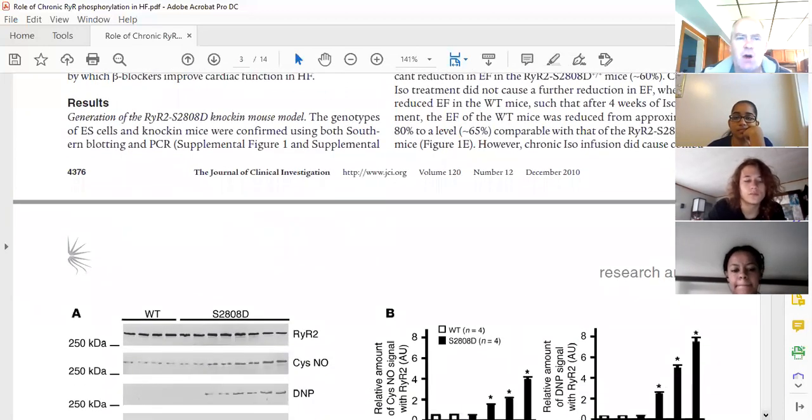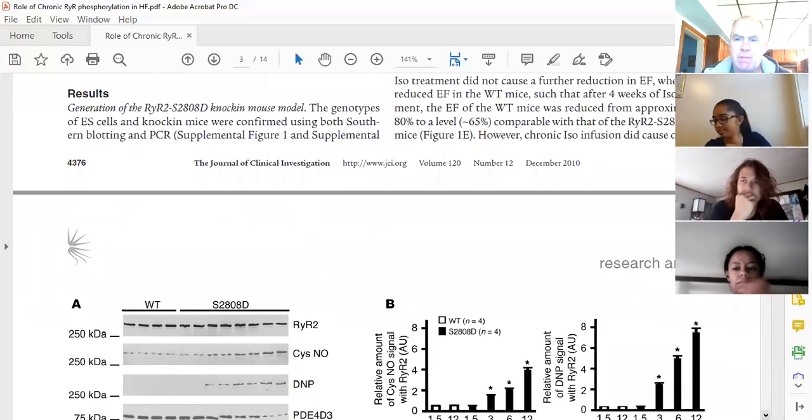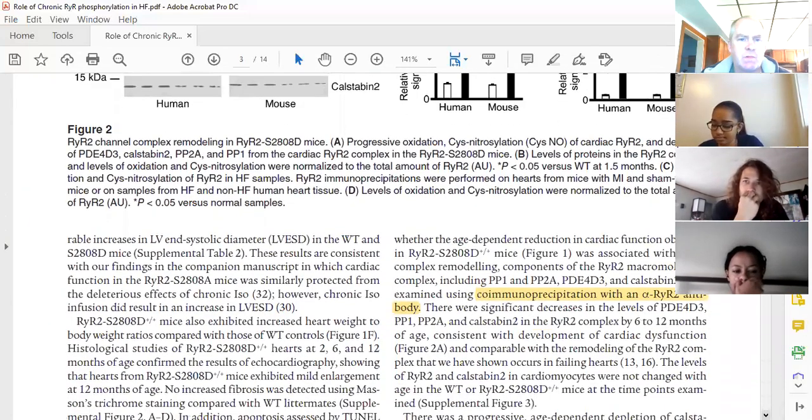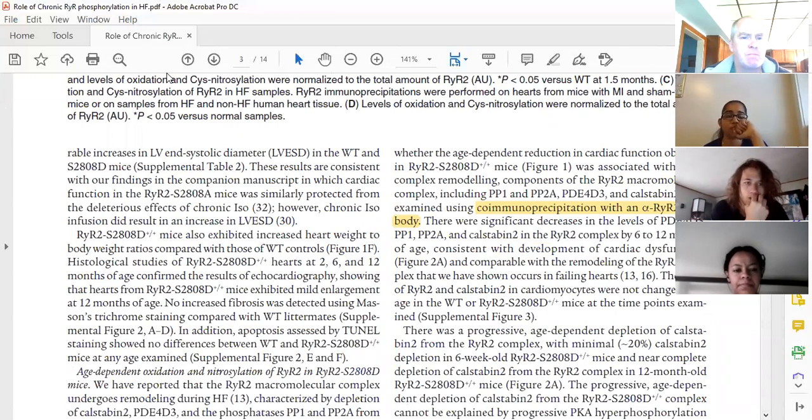Okay. However, Matt, go ahead and read from however again. However, chronic ISO infusion did cause comparable increases in LV end systolic diameter in the wild type and S208D mice. These results are consistent with our findings in the companion manuscript, in which cardiac function in the receptor mutant mice was similarly protected from the deleterious effects of chronic ISO. However, chronic ISO infusion did result in an increase in LVESD. Okay.